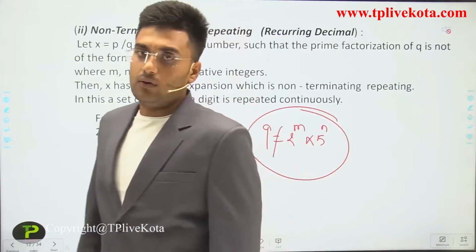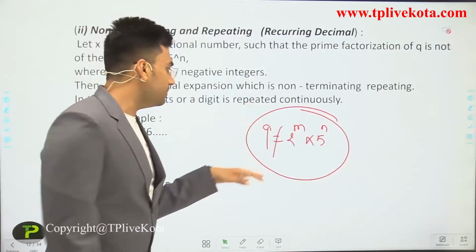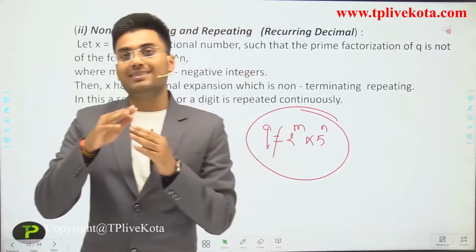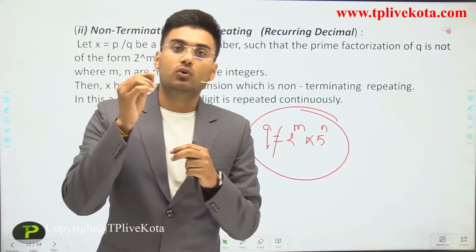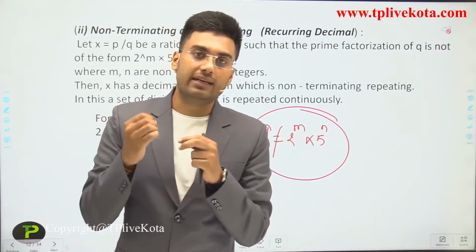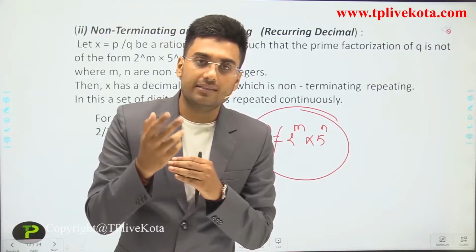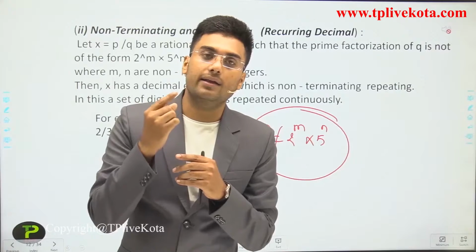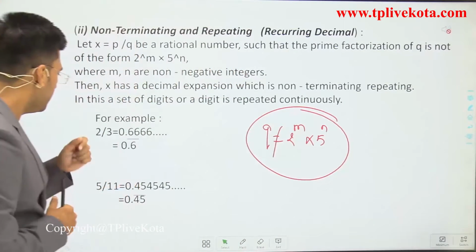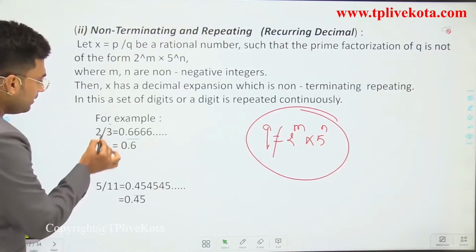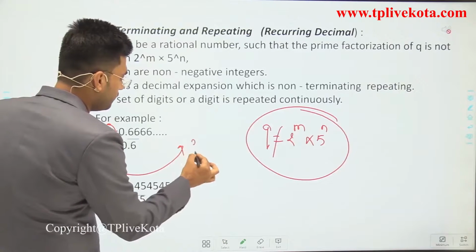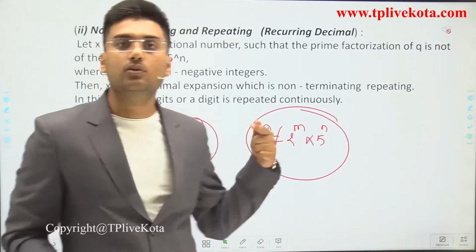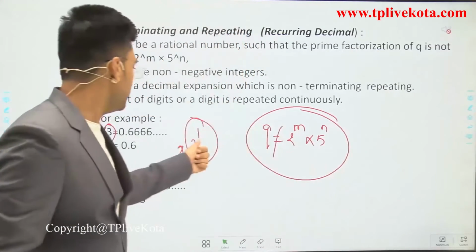Now what does it mean? It means the denominator has a number other than 2 and 5. If it has 3, 7, or 9, then it is a non-terminating and recurring decimal. For example, 2 by 3. Here the denominator is in the form of 3 power 1. There is no 5 or 2 in the denominator, so it is a non-terminating decimal.